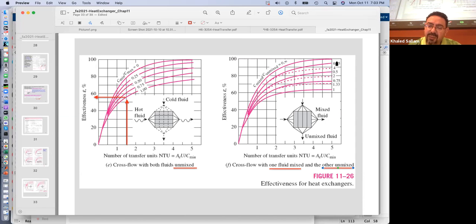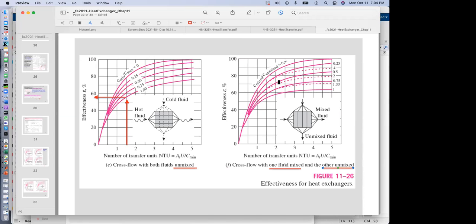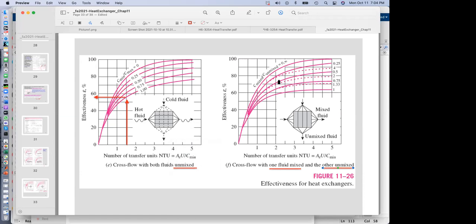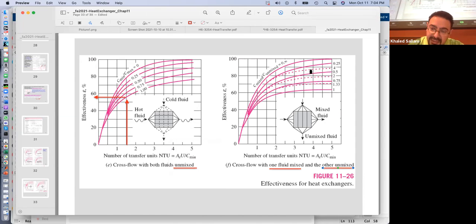Like 4 and 0.25, right? The dotted line is the mixed. Say that again, louder, I'm sorry. The dotted lines are the mixed. The dotted line is the mixed. And why are you saying this? So C mixed over C unmixed is 0 or infinity.